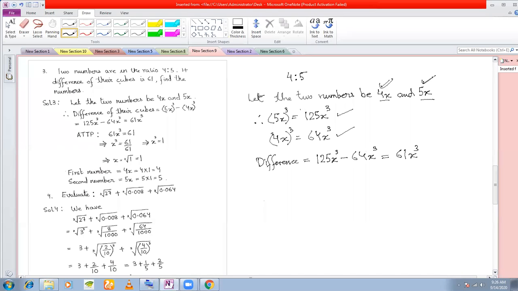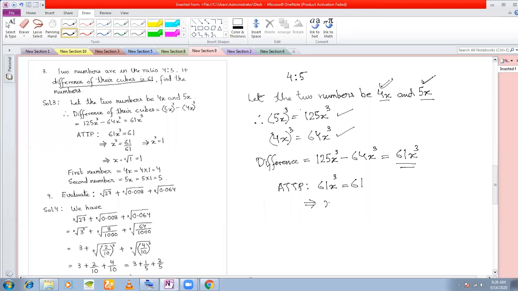The question here is find the numbers. The difference of the cubes is given to be 61. So what is the difference we have got? We have got the difference as 61x cube. And the difference of the cubes is given to be 61. So therefore this 61x cube must be equal to 61.